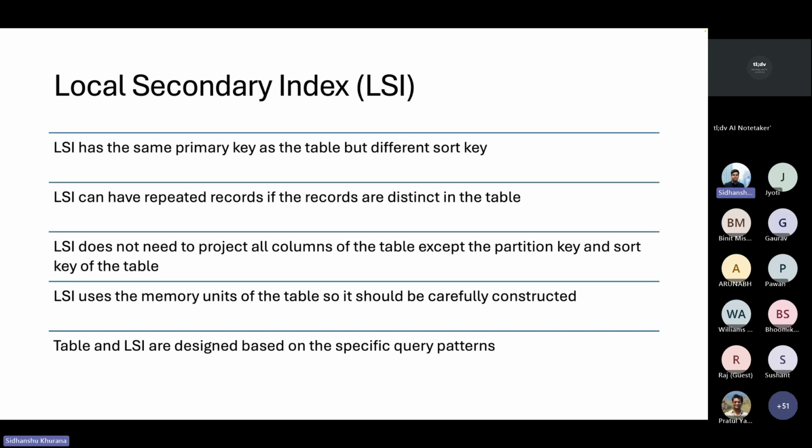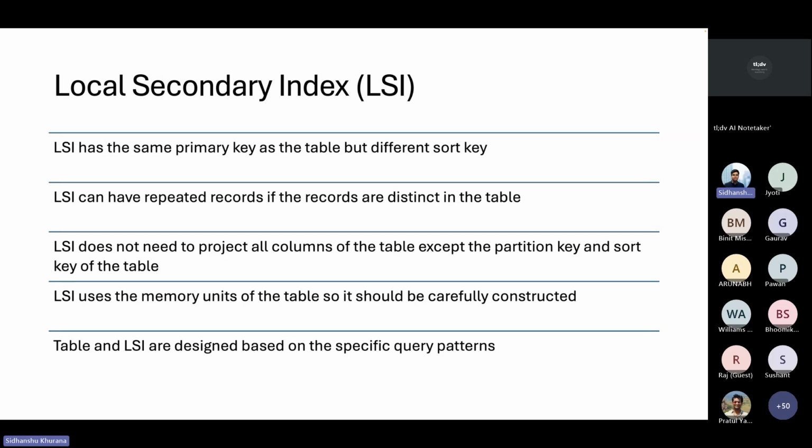Keep in mind that LSI uses the memory units of the table, the read capacity units, write capacity units, and all the cost, etc. So it should be carefully constructed. If you over-engineer and create more LSIs and don't do the right data modeling, then you might end up spending more dollars.